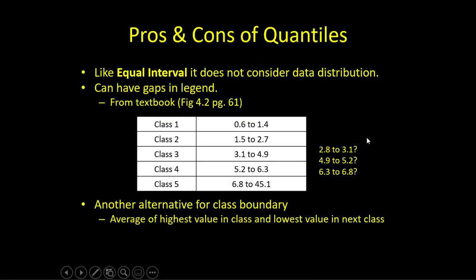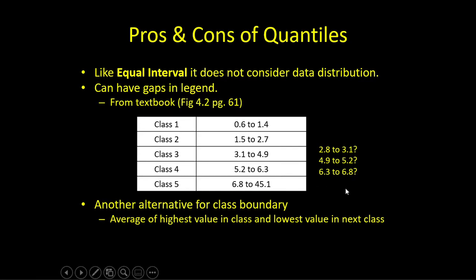You can have gaps in the legend. This is from the example. So when I talk about gaps in the legend with quantiles, this is what I mean. You can have these classes in which you'll have these gaps. And so right here, 2.8 to 3.1, there's a gap. 4.9 to 5.2, a gap.